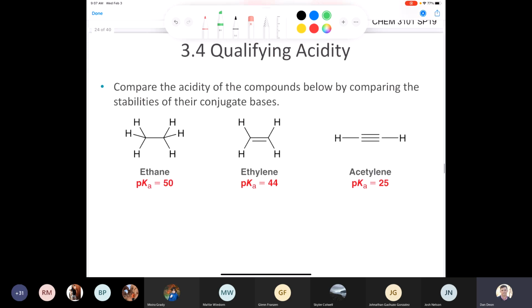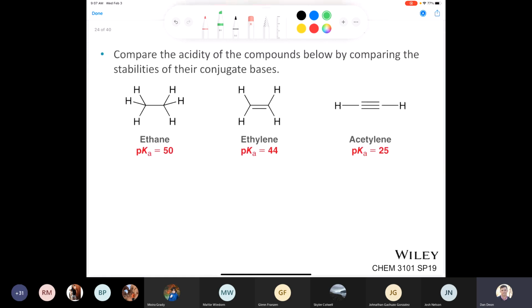Look, if I was to ask you to compare the relative acidities of these three compounds, ethane, ethylene, and acetylene, right? If we examine a proton in each one of these and we remove them and we draw the conjugate base, it's going to take me a while to do that, but I'll do it the fastest I can. There we go. So we have this conjugate base. We have this conjugate base. And we have this conjugate base.